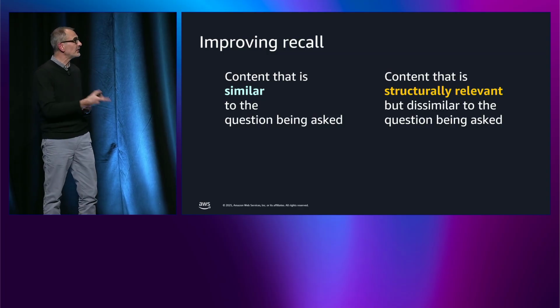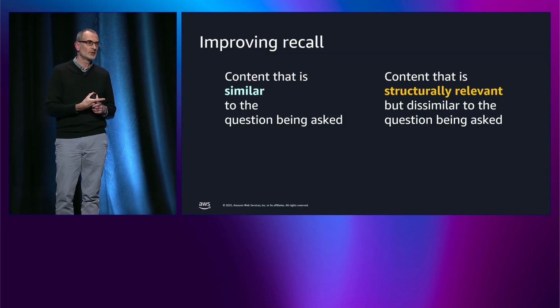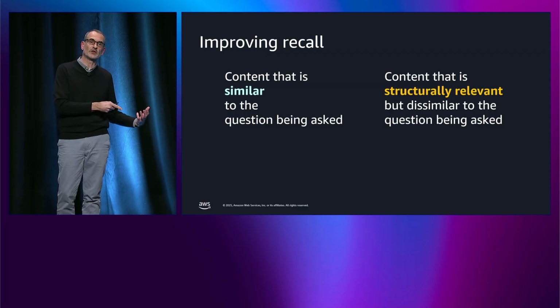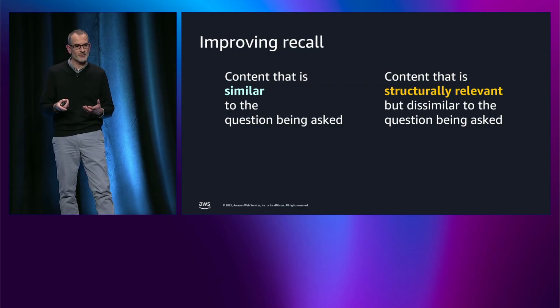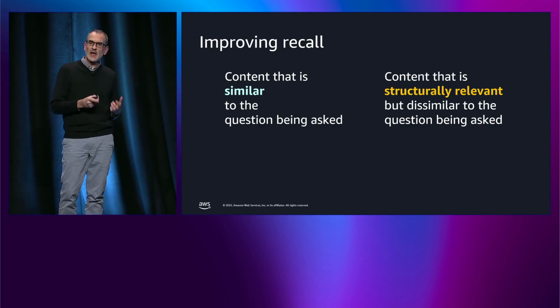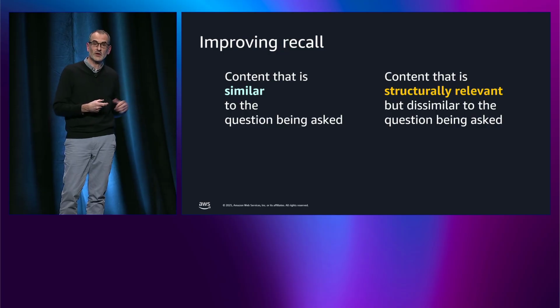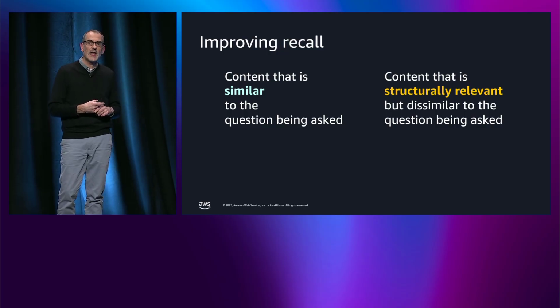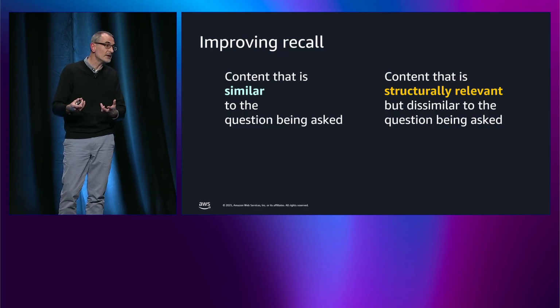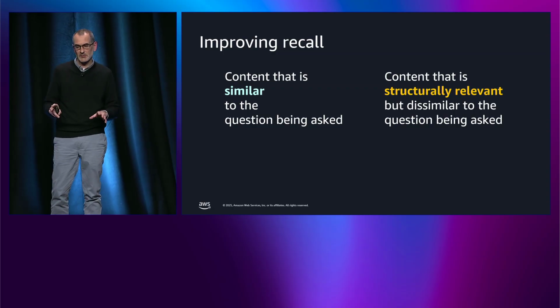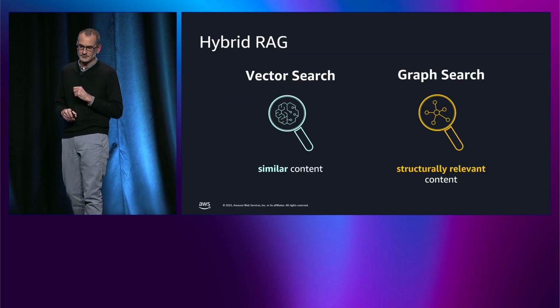In RAG terms, this is all about improving recall. Recall is the percentage of relevant content that a system retrieves in response to a user query. So based on that example, we might say that in order to improve recall, we need to be able to retrieve content that is similar to the question being asked, and content that is structurally relevant, but potentially dissimilar to the question being asked.